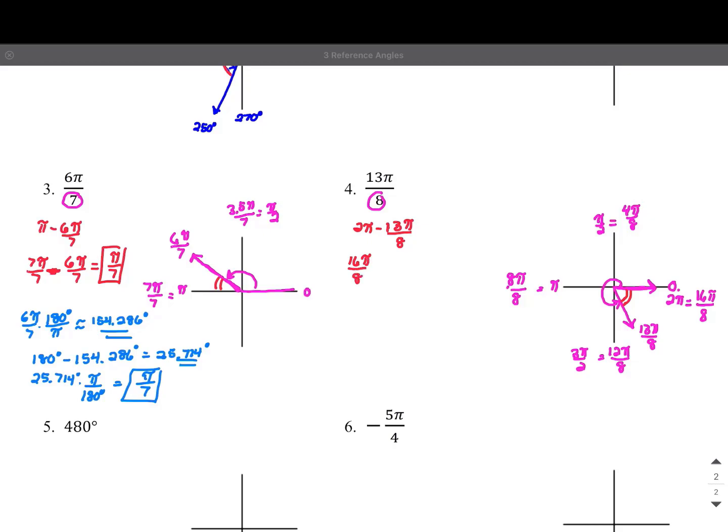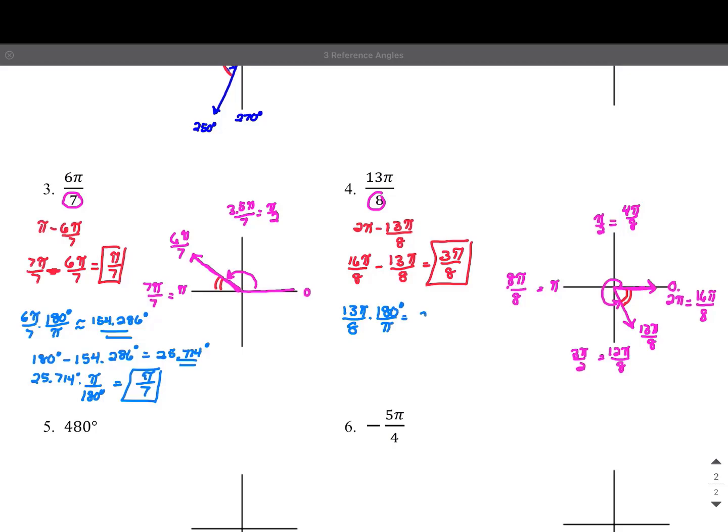Just double the denominator. Minus 13 pi over 8 gives us 3 pi over 8. And there is our reference angle. Now, let's say you're totally opposed to doing this in radians. So you're going to start with your 13 pi over 8 times 180 degrees over pi.